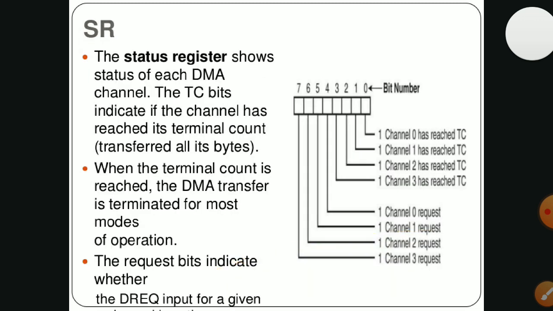And the last one is called the status register. This is the status register, which shows the status of each DMA channel. The TC bits indicate whether the channel has reached its terminal count. Whenever it reaches its terminal count, it immediately stops its DMA transfer operation. That status shown in the register is called the status register.